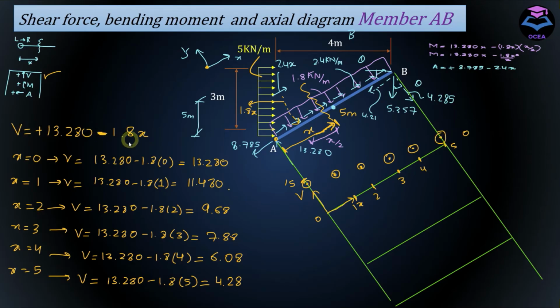Since in this equation the highest power of x is equal to 1, this equation represents a straight line. So the shear force diagram for this member would be represented by a straight line.